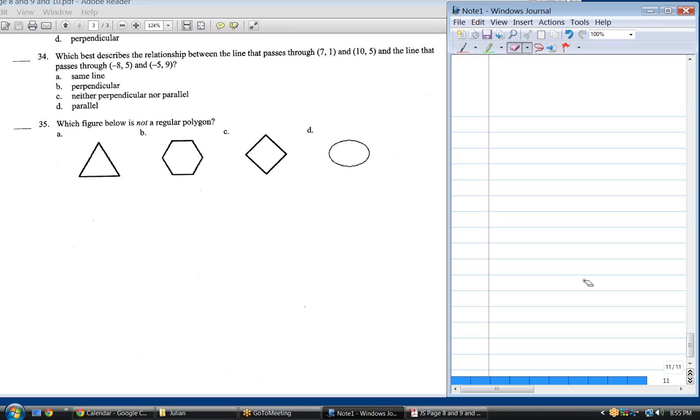So we have to do, so wait, does it matter which points I use? Well, yeah, you have to use these 2 points up here. In other words, you can't mix them with these points. They're separate lines. This line goes through those 2 points. The other line goes through 2 different points. So what's the slope of this line?